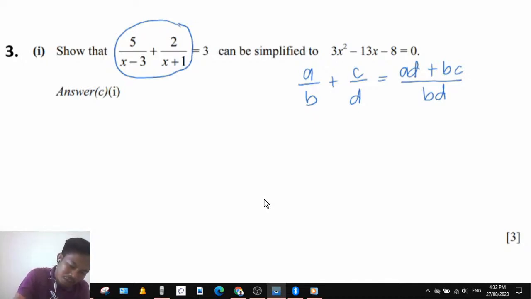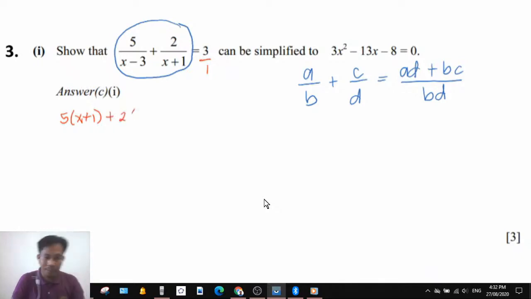Okay, I have here 5 times x plus 1 plus 2 times x minus 3 divided by x minus 3 times x plus 1 is equal now to 3 divided by 1.